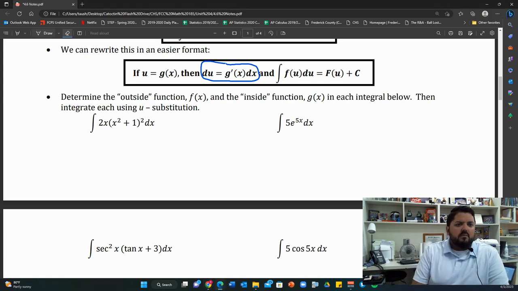For this first one, I have the integral of 2x times the quantity x squared plus 1, squared, dx. Just like with derivatives, we're looking for functions with something inside. Instead of x squared, we're looking for something squared, which is what we have here. Because this is a something squared, what's inside of here is my inside function. So my u is going to be x squared plus 1.